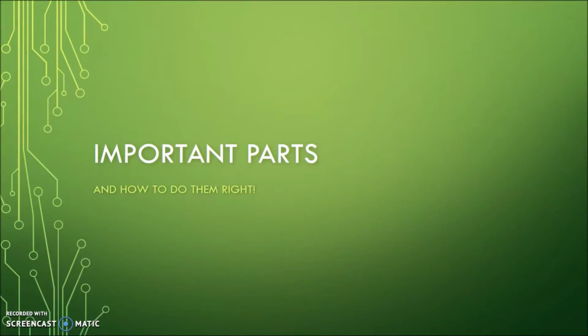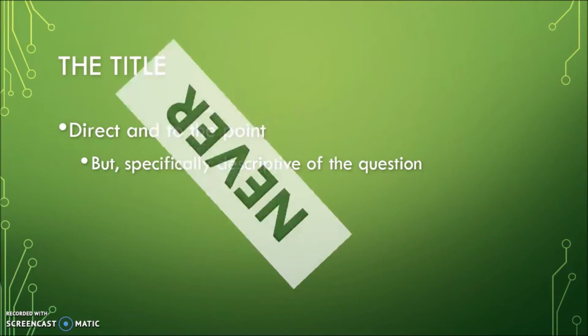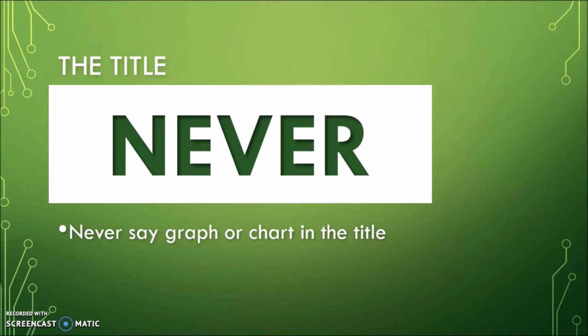All right, so what are the important parts of a graph and how can you do them the right way? Start with the title. Your title needs to be direct and to the point, but it needs to be specific to the question that you are asking. I need to know exactly what those data points are in your graph just by reading the title. So here is an important never, never, never: never title your graph, graph. That's a no-no. I'm looking at the picture. I know it's a graph. We don't want to call it a graph.